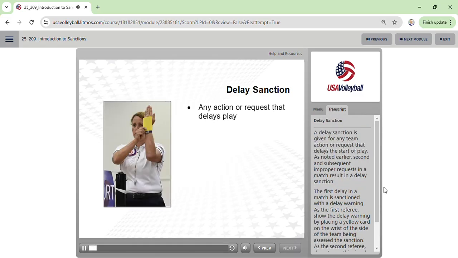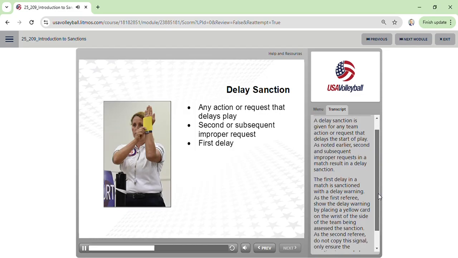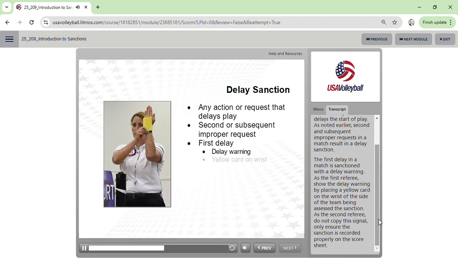A delay sanction is given for any team action or request that delays the start of play. As noted earlier, second and subsequent improper requests in a match result in a delay sanction. The first delay in a match is sanctioned with the delay warning. As the first referee, show the delay warning by placing a yellow card on the wrist to the side of the team being assessed the sanction. As the second referee, do not copy the signal, only ensure the sanction is recorded properly on the score sheet.